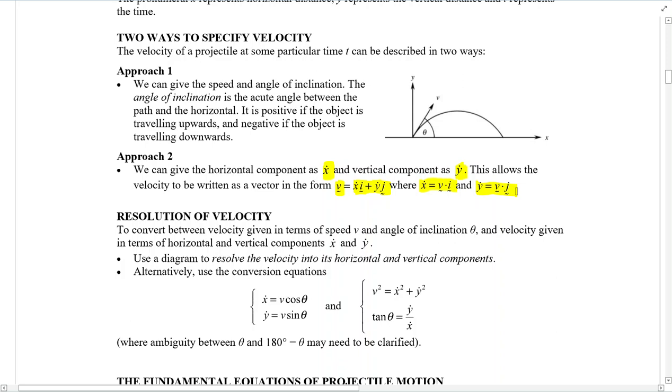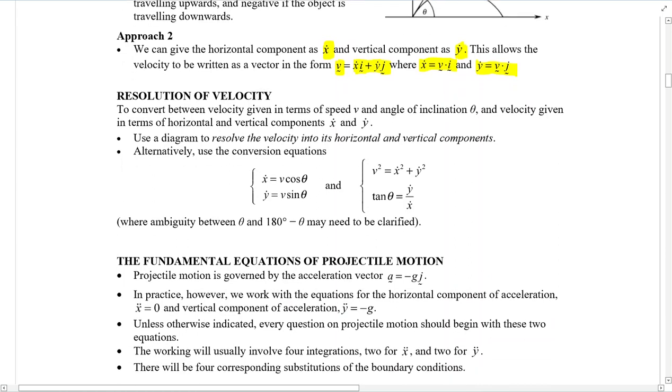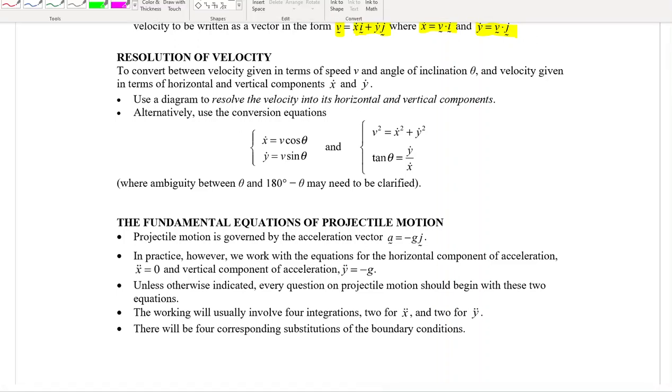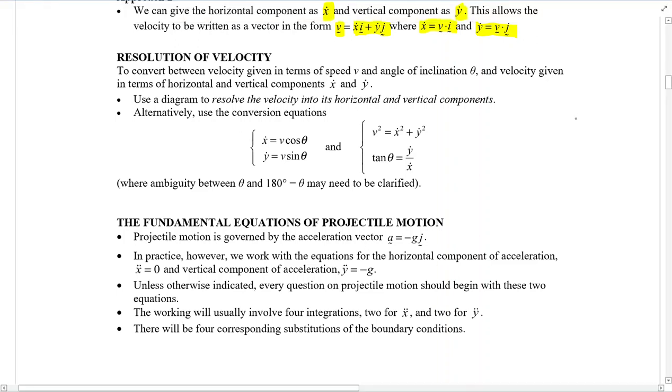The resolution of velocity. To convert between velocity in terms of speed, v, the angular inclination, theta, and velocity given in terms of horizontal and vertical components, the x with a dot and the y dot, use a diagram to resolve the velocity into its horizontal and vertical components. So what that means is we're going to be drawing diagrams, and I always like to draw one.